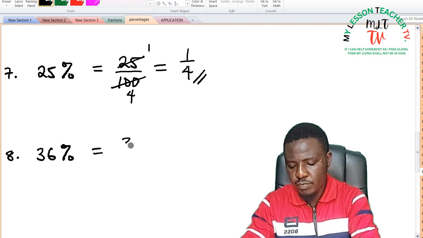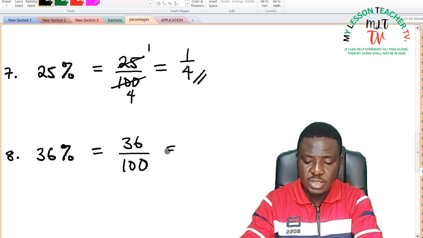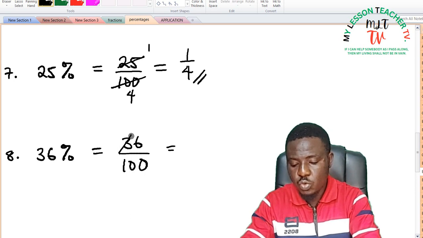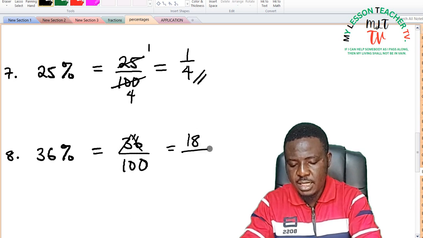36% is equal to 36 divided by 100. And what can divide? You can use the simplest. 2 can divide. 2 into 3 is 1, remainder 1. This becomes 16. 2 into 16 is 8. Divide by 2 into 10 is 2. 2 into 0 is 0.